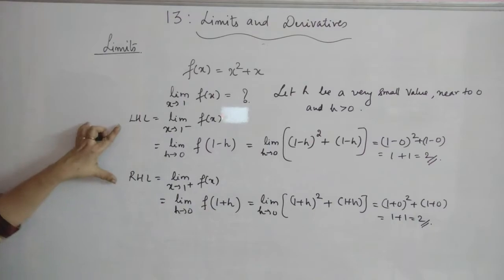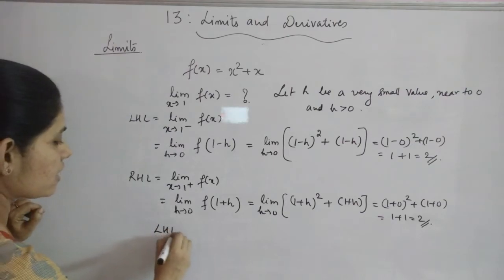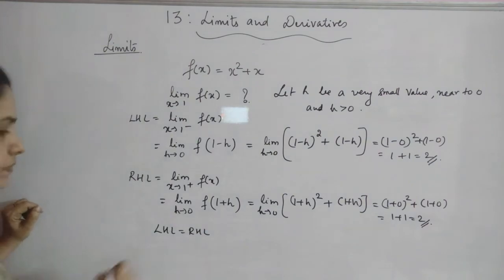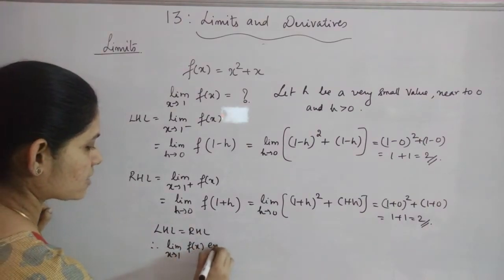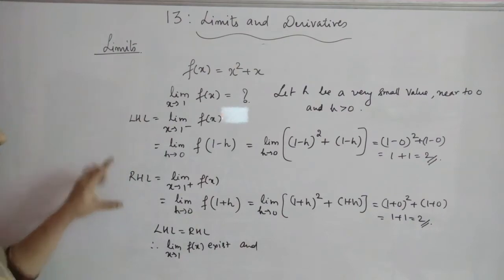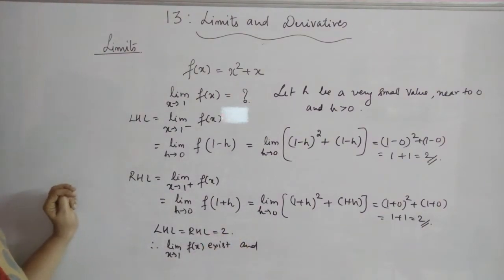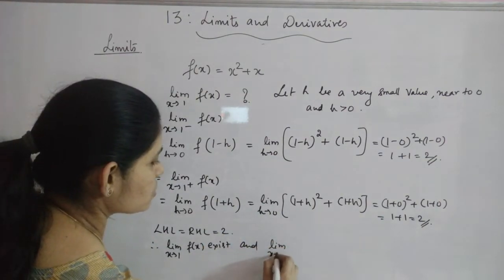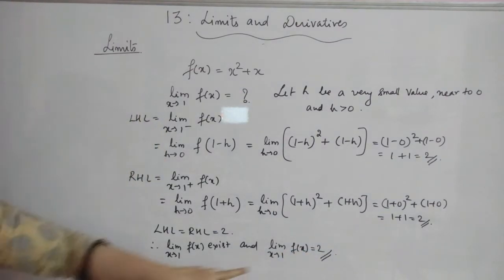That means here you are getting left hand limit equal to right hand limit. So you can say that the limit exists. Okay, here LHL is equal to RHL. Therefore limit x tends to 1 f of x exists. And what will be the value? The value will be nothing but whatever you are getting as the common value for both, which is 2, right? So that will be the limit value also, and limit x tends to 1 f of x will be 2. That is, when x approaches 1, the function value approaches 2.